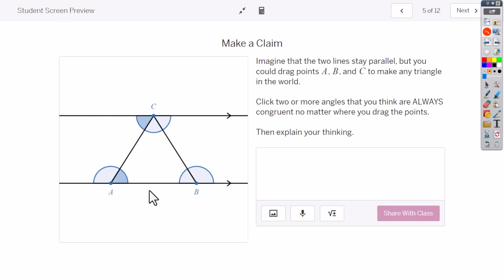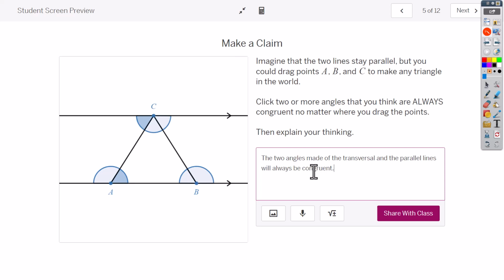Because if these two lines are parallel, then these two angles that are connected by this transversal line here are always going to be congruent. That's what I believe. That's my claim. The two angles made of the transversal and the parallel lines will always be congruent, this one and that one.